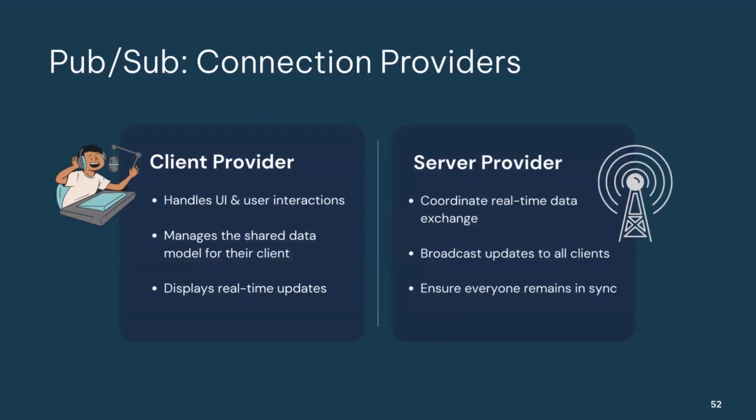Our app enabled a pub-sub model that was facilitated by connection providers. Client-side providers handle everything you see and interact with within the application. They ensure every modification made by their user is communicated to the backend. Mainly, they're responsible for displaying updates in real time. Then we have the backend providers. These coordinate real-time data exchange on the network. They receive messages from each client-side provider, process them, and then send them back out to all other active clients. Essentially, they ensure that everyone remains in sync.